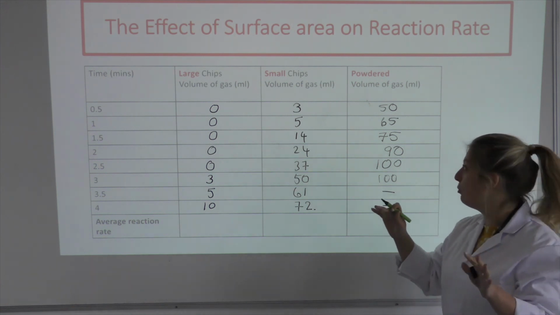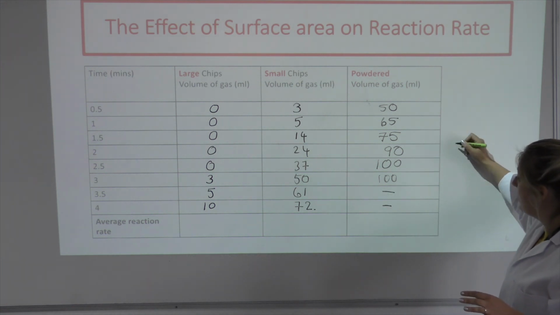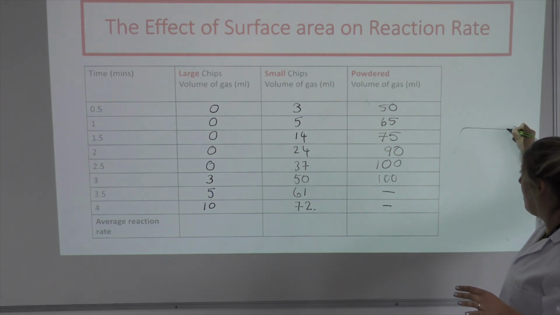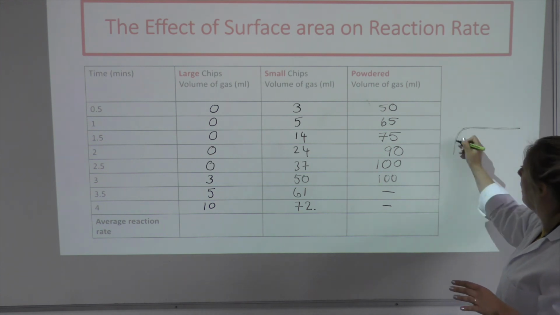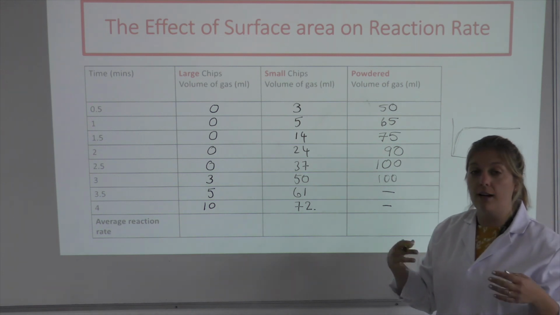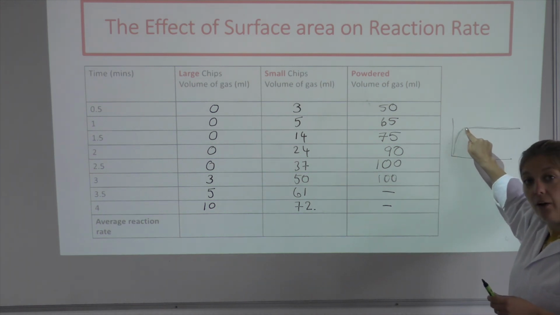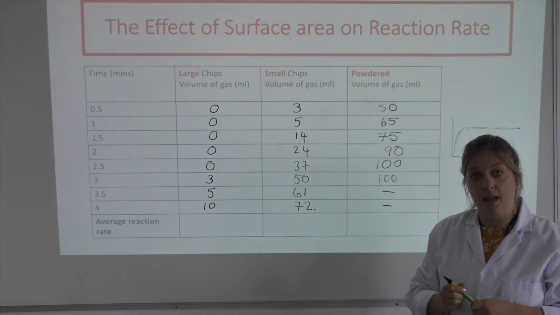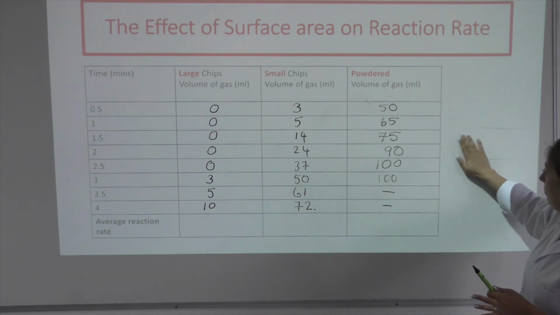So if you were to draw this as a graph, it would go up very fast and then it would flatten out like this. And that's a typical graph that you would see on a rate of reaction graph, because at this point here where it flattens out, the reactants have been used up. Okay? So I'm going to get rid of that for you.